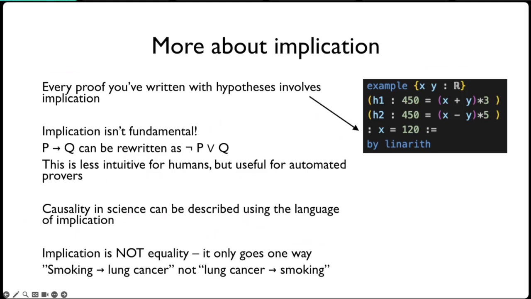Smoking causes lung cancer. Lung cancer does not cause smoking. So this is not an equality relationship. It doesn't go both ways. There's also a difference between causation and correlation. We also see a correlation between smoking and lung cancer. These are correlated, but lung cancer does not cause smoking. The causation works in the other direction.